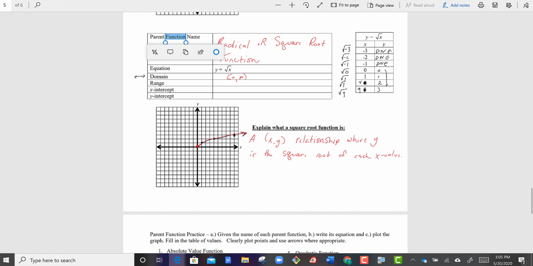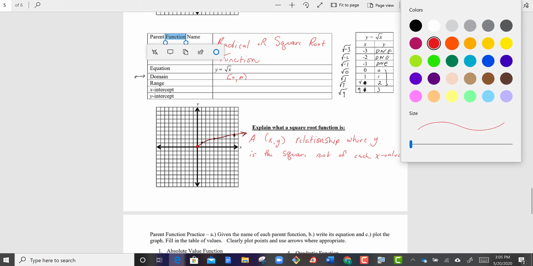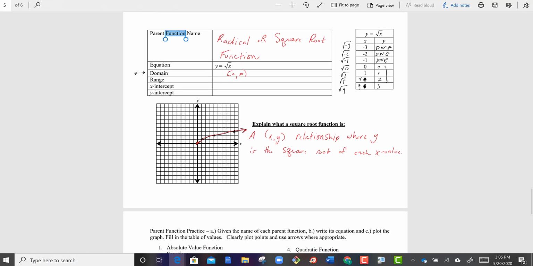And then similarly, the range does not go down forever. The lowest point is again 0. That happens a lot with parent functions. And then you have to ask yourself, is this going up forever? And the answer to that is yes. It's just going up forever really, really slowly. So the range is 0 to infinity. X and y intercepts are both (0, 0). So that is what it looks like when you graph parent functions using a t-chart.